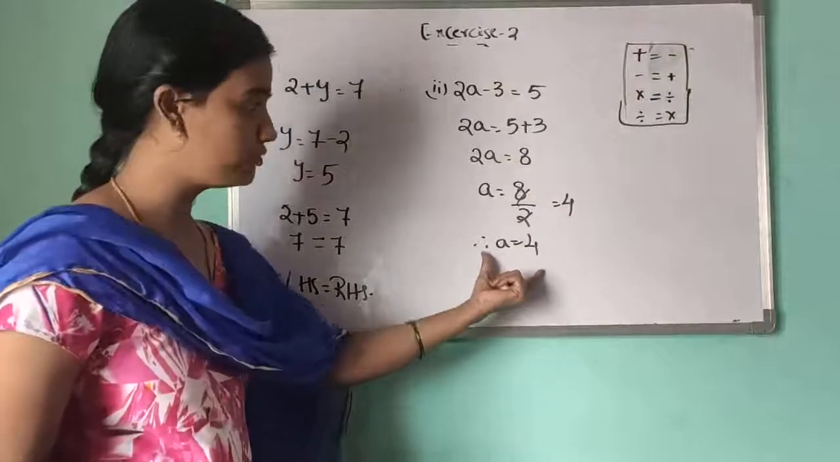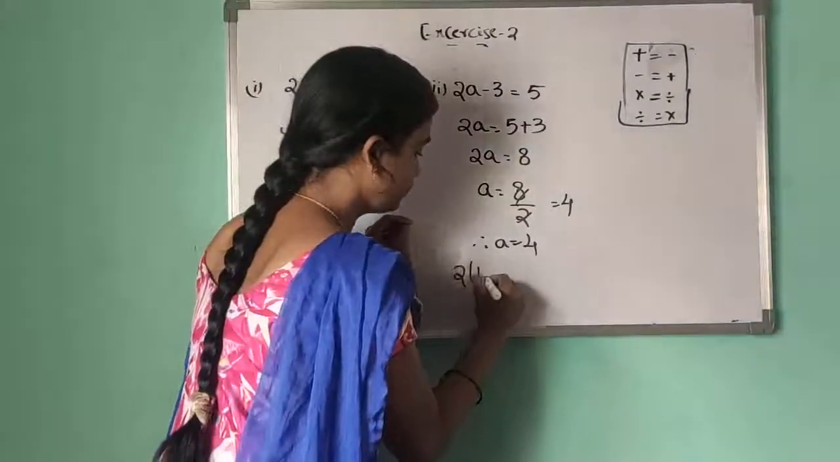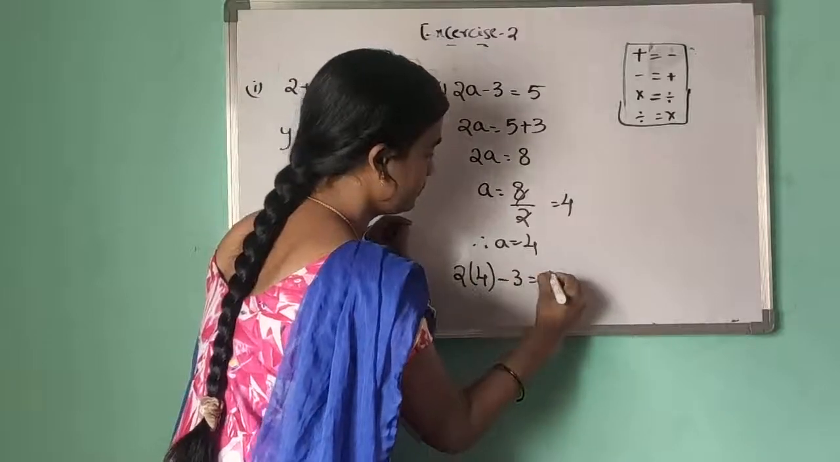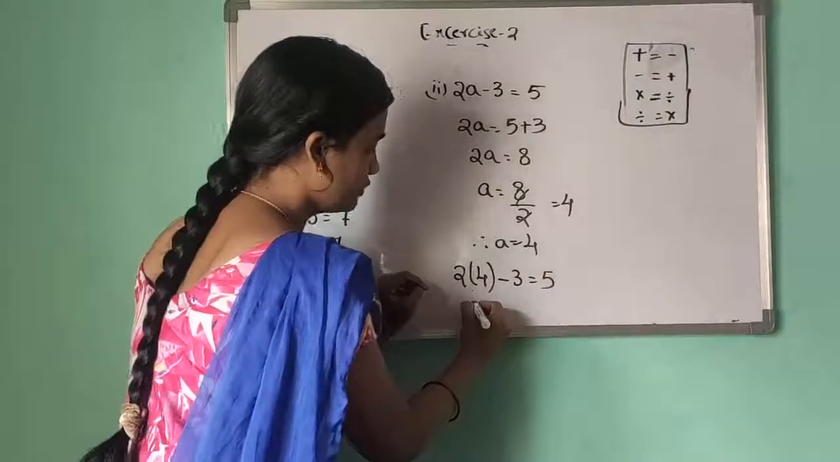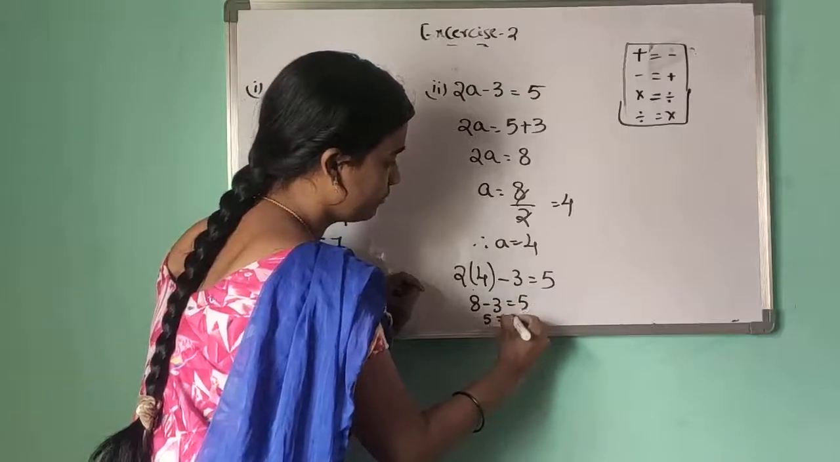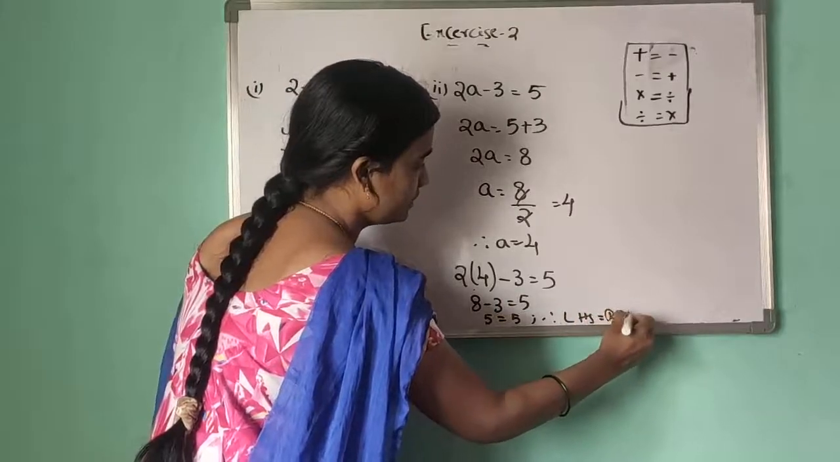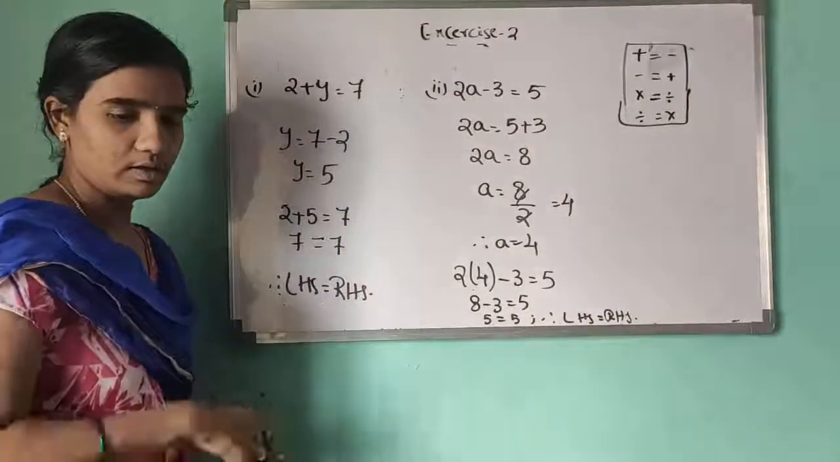Here, see how can we check? We have to substitute the a value into the given equation, right? 2 into 4 minus 3 equal to 5, right? 2 4s are 8 minus 3 equal to 5. 5 equal to 5. Therefore the LHS equal to RHS. Okay.